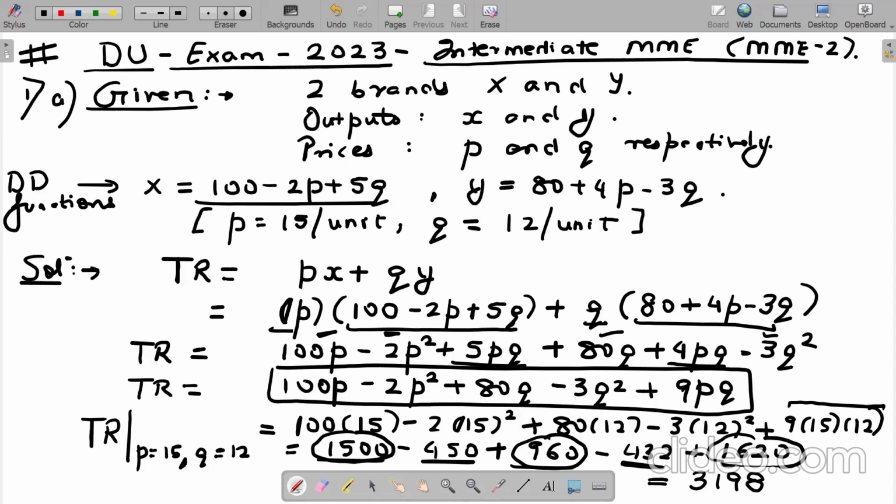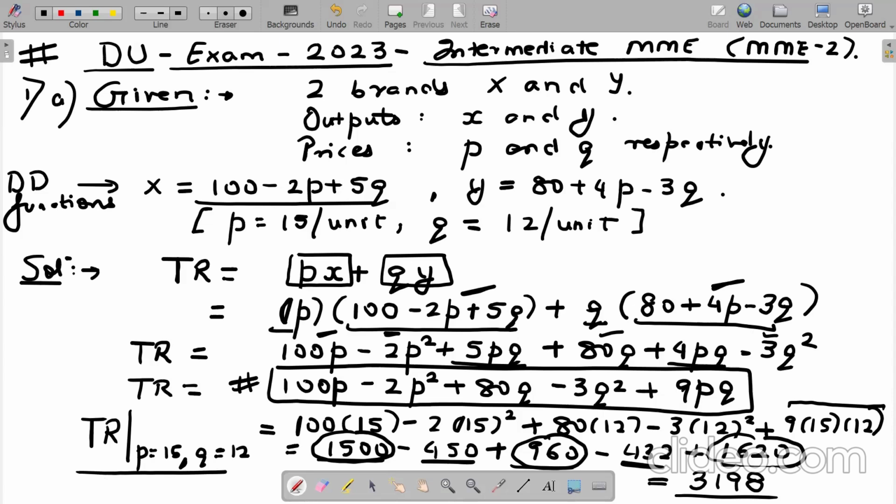Total revenue is always price times quantity. For brand X, this is the total revenue. For brand Y, this is the total revenue. Plug in the values of X and Y, which are this and this respectively. Open up the bracket, solve for total revenue. This is the answer we get. Plug in the value of P as 15 and Q as 12. So when you put P as 15 and Q as 12 in the expression and you solve it, you get the answer as 3198. Okay, so this is the total revenue.